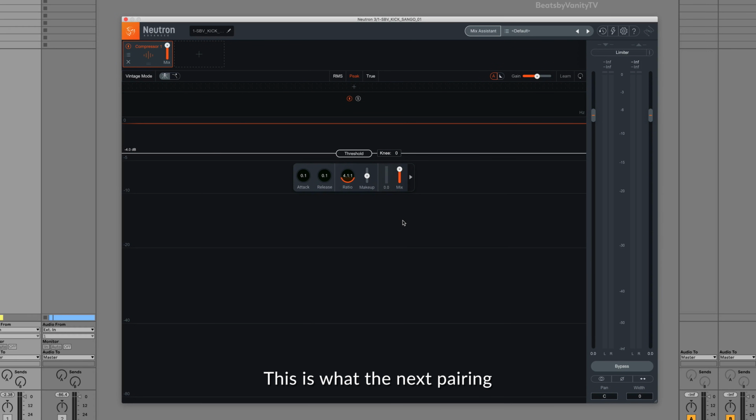This is what the next pairing of controls are for, the attack and release. Attack and release. You attack and then you release.